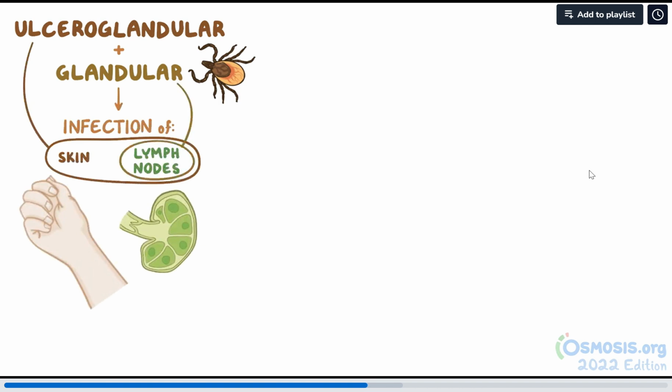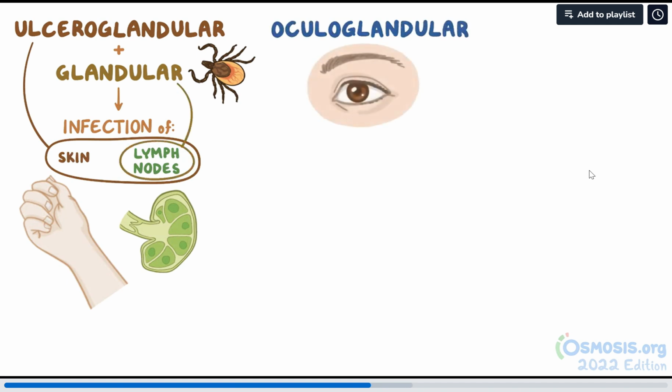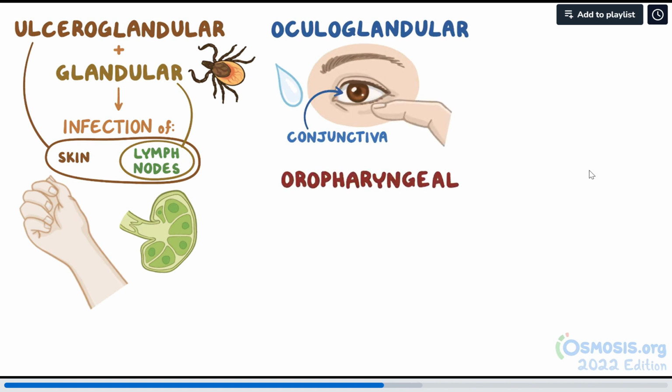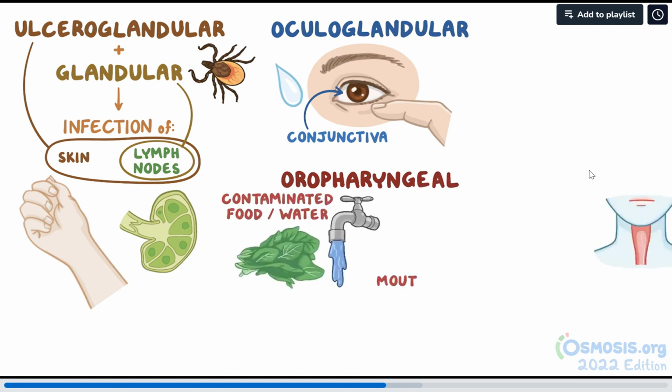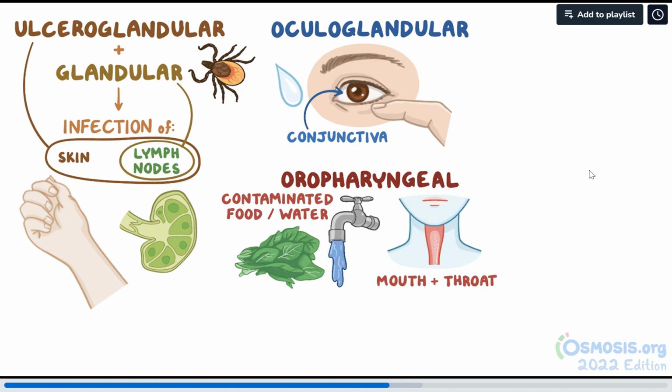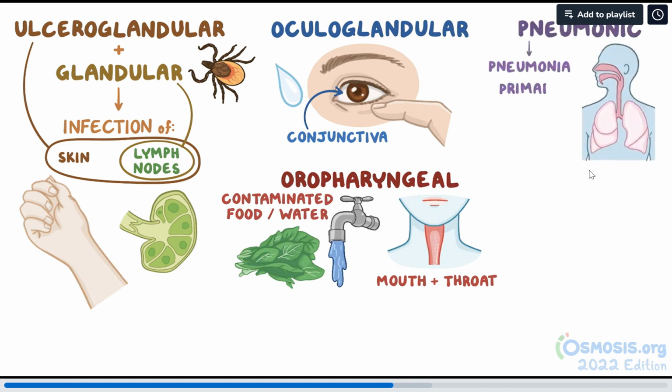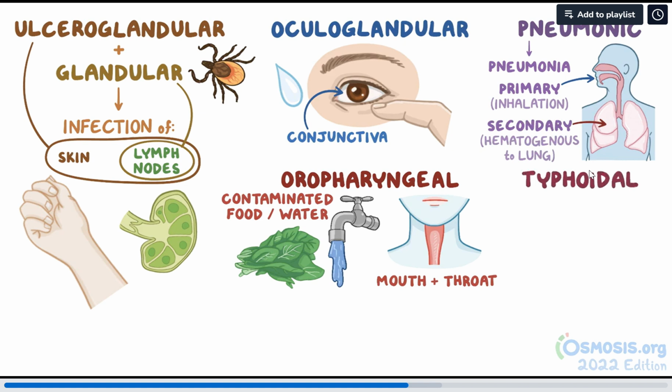or just the lymph nodes with the glandular form. The oculoglandular form happens when bacteria gain access to the conjunctiva, which can happen by splashing infected material into the eyes or rubbing the eyes with contaminated fingers. The oropharyngeal form is transmitted by ingestion of contaminated food or water, and it affects the mouth and the throat. The pneumonic form presents as pneumonia, and it can be primary, when the disease results from direct inhalation of the bacteria into the lungs. Alternatively, the pneumonic form can be secondary, which results from a hematogenous spread to the lung. Finally, the typhoidal form might result from any portal of entry, and it can lead to a systemic febrile illness.